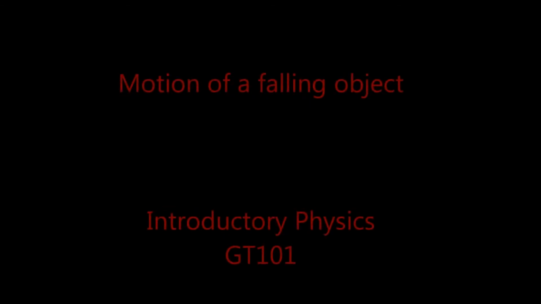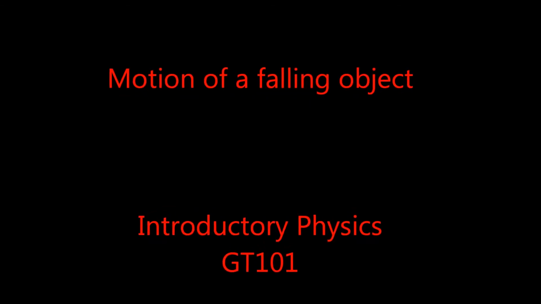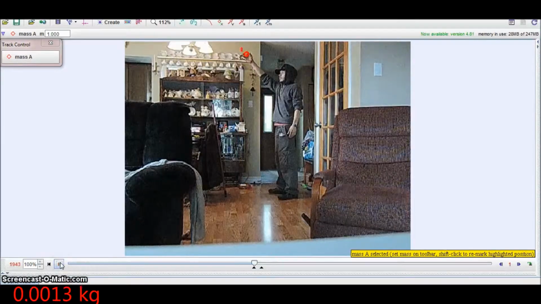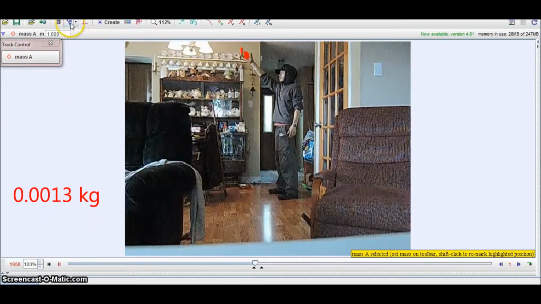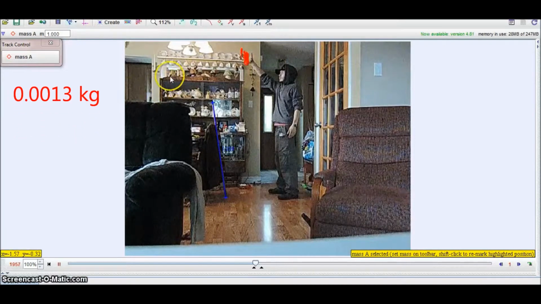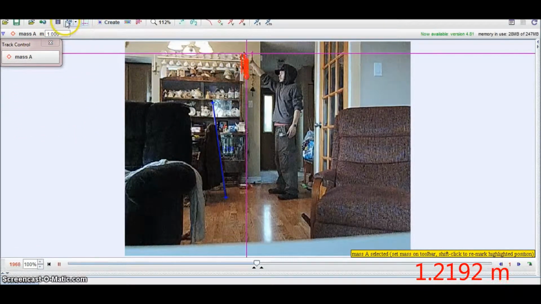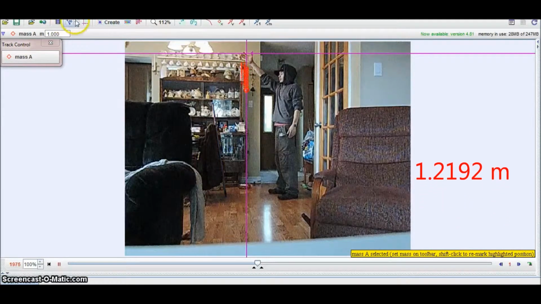In my lab, for studying the motion of a falling object starting from rest, I chose to use a ball of paper with a mass of 0.0013 kilograms. After choosing a system to study, I decided to choose a broomstick with a length of 4 feet or 1.2192 meters to help calibrate the video data.